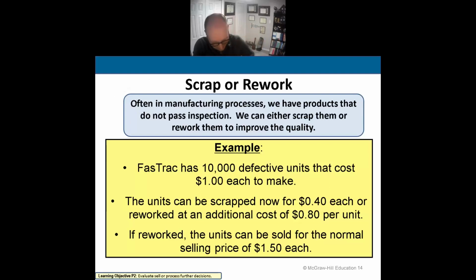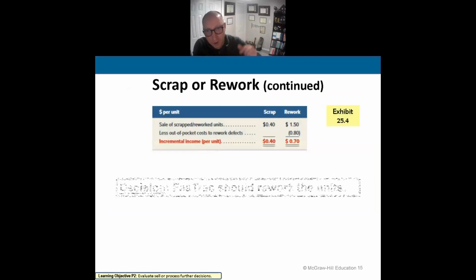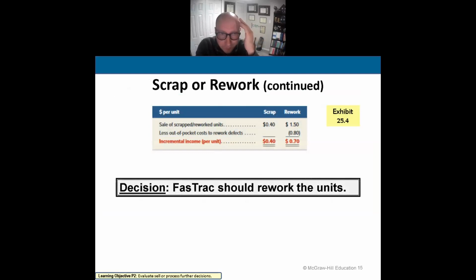Okay. Now let's look at it from a graphical perspective. Scrap it, I get 40 cents. If I rework it, I sell for $1.50, it costs me an additional 80 cents. My incremental income would be 70 cents.